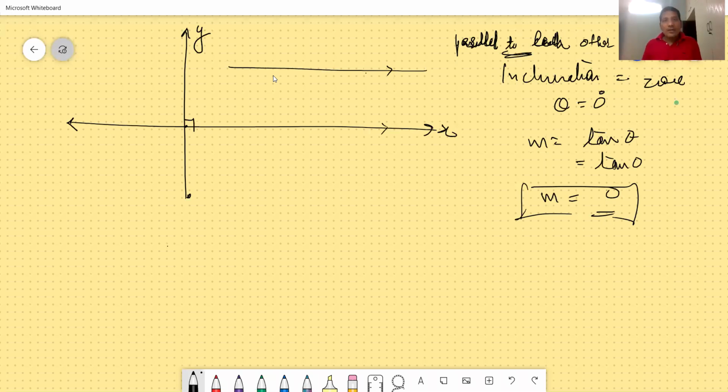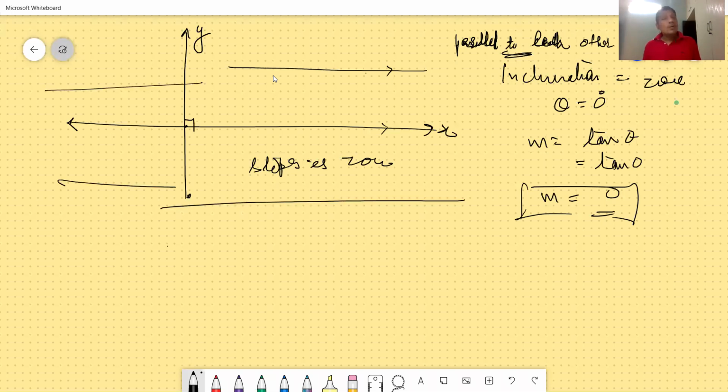Point is that when a line is parallel to x-axis, its slope is 0. The line can be drawn here, it can be drawn here or here or wherever. When they are parallel to x-axis, the slope is 0. Okay, you understand that? All? Yes, sir. Right.